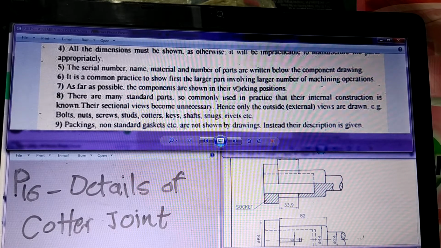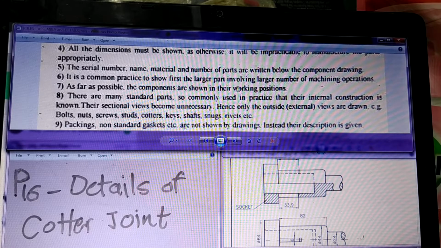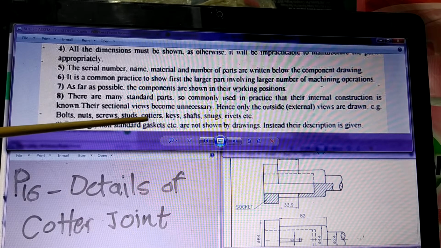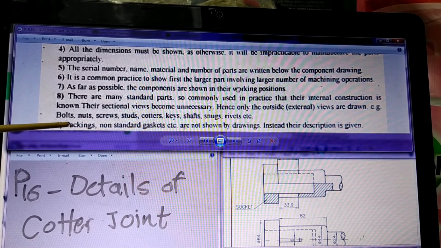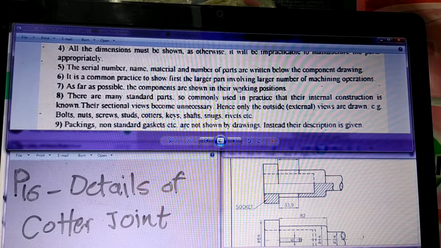What it says: there are certain standard parts which are very commonly used everywhere, so we don't have to draw the drawings of those parts. For example, nuts, bolts, screws, studs, quarters, keys, shafts. These parts are ready-made and available in the market.